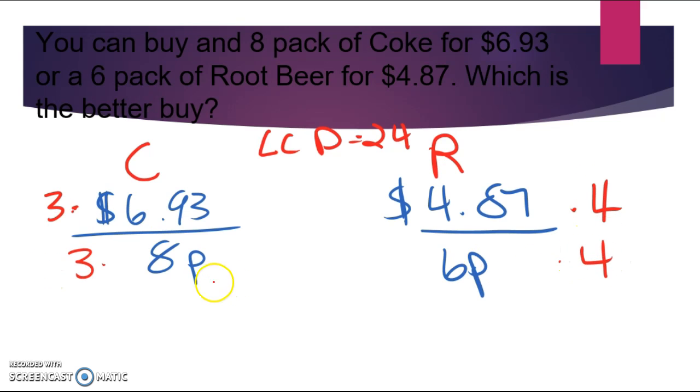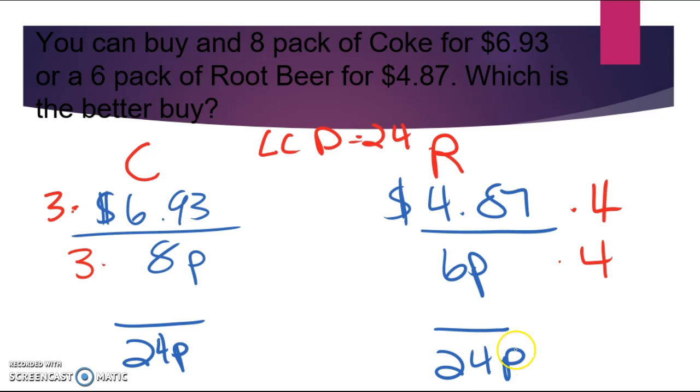So whatever I do at the bottom, I also do the top. Now I know for my problem on the bottom, I'm going to have a 24 pack for both of these now. But I need to figure out what I'm going to have on top. So you are going to do the multiplication on pencil and paper. I'm going to tell you the answer that I got so that you can check if you're right.